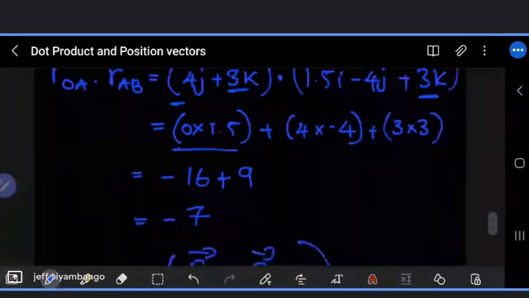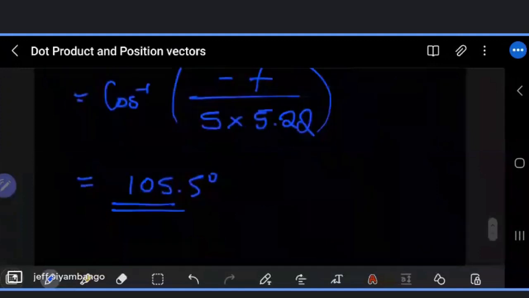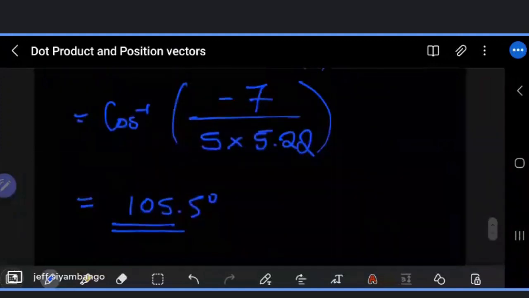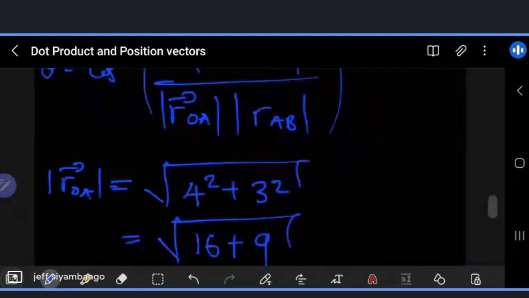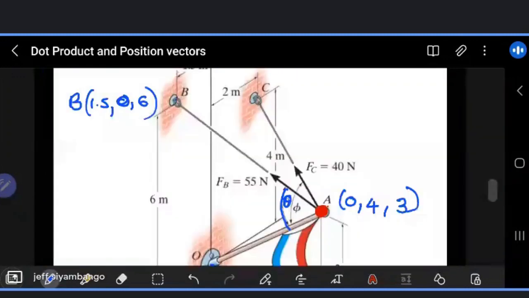Okay, so are we okay here? So we can now move on to the next part. For the next part, they now want us to get the angle between ROA and AC. So we're going to take advantage of these position vectors. We already have our OA. All we need is our AC.